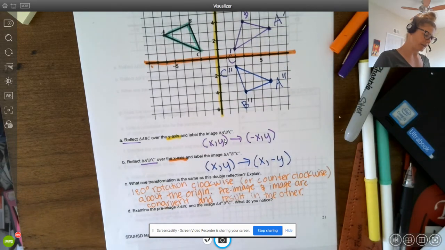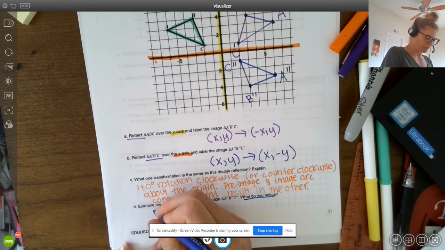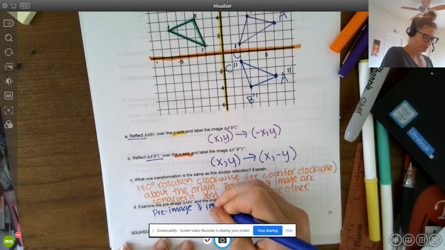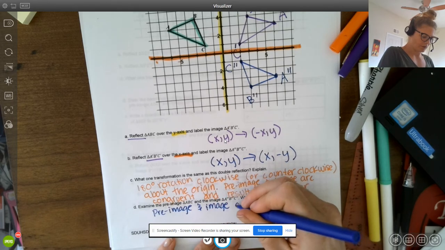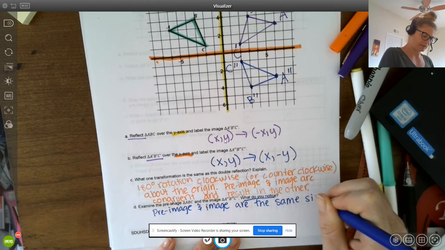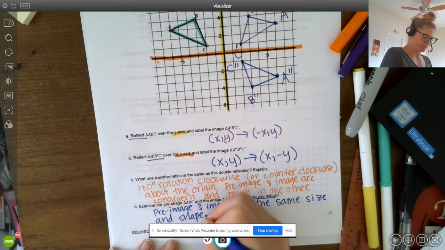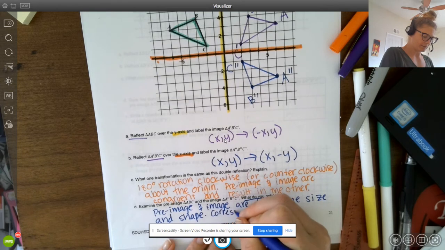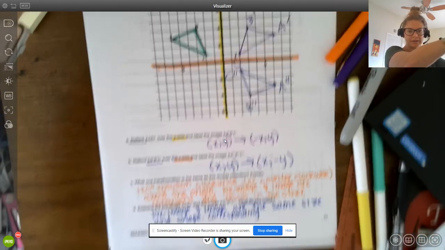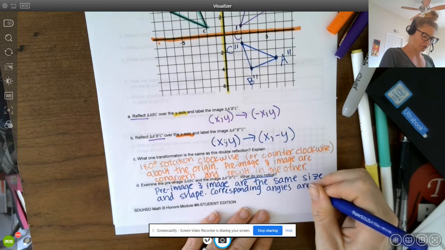And I guess using the word congruent, I kind of jumped the gun because it said examine. What do you notice? Both triangles, pre-image and image, are the same size and shape. Corresponding, so you can see a little better. Corresponding angles are the same measure.